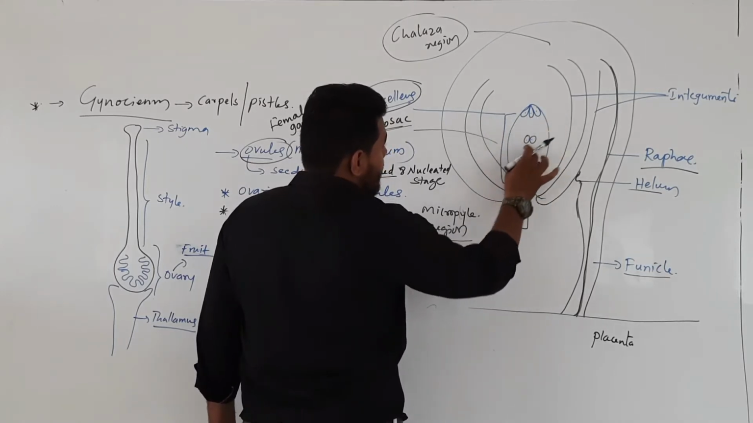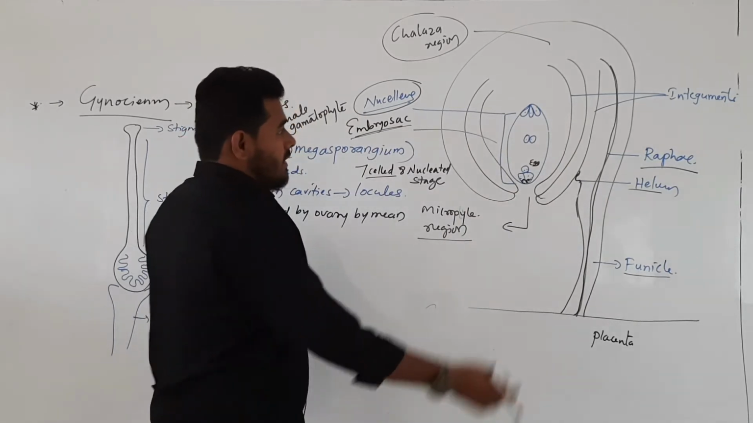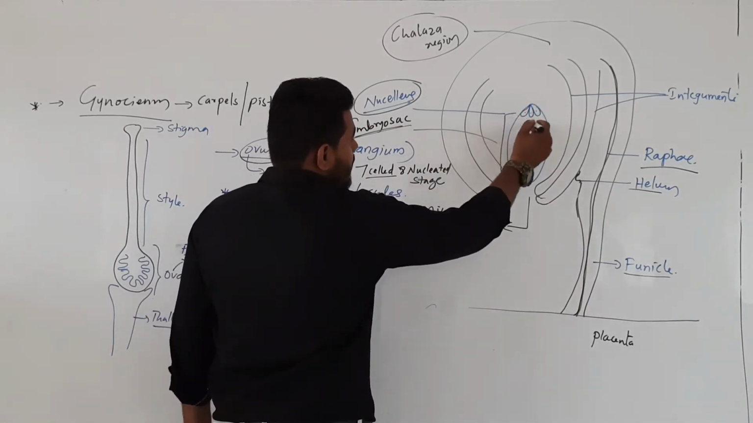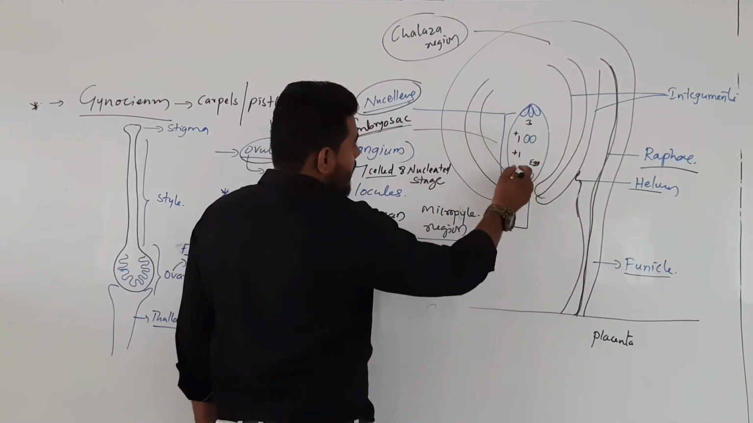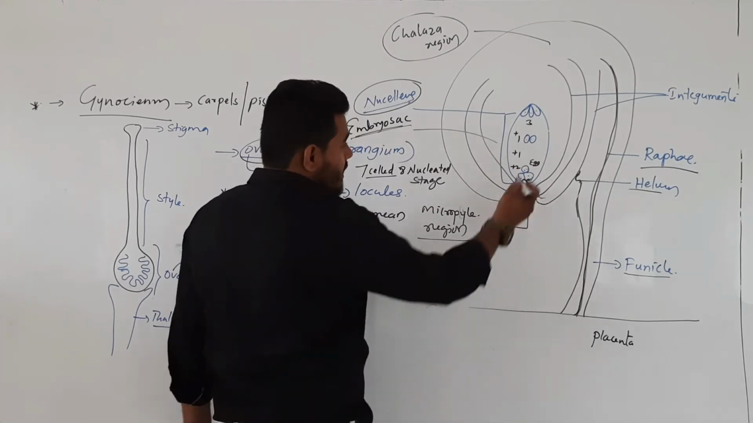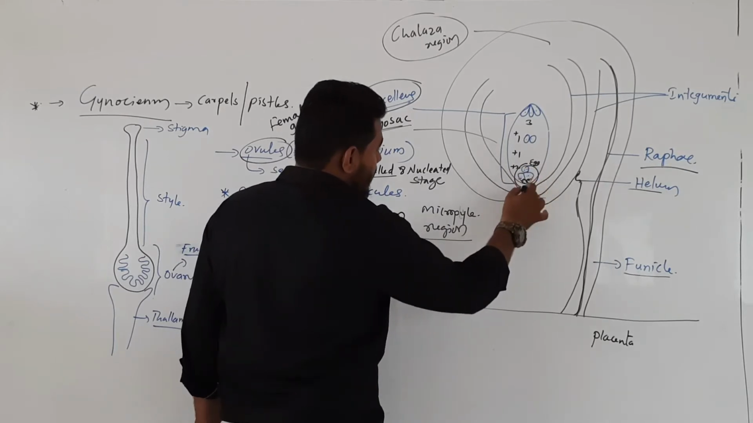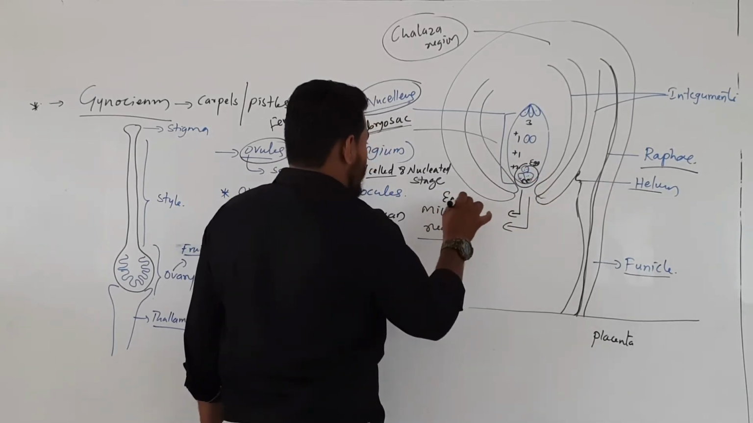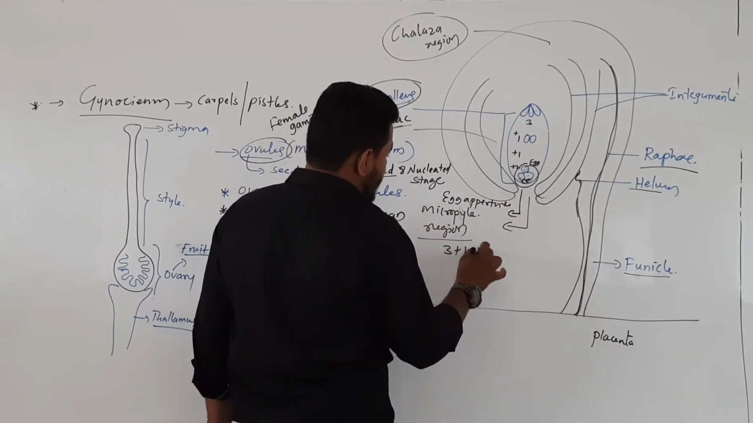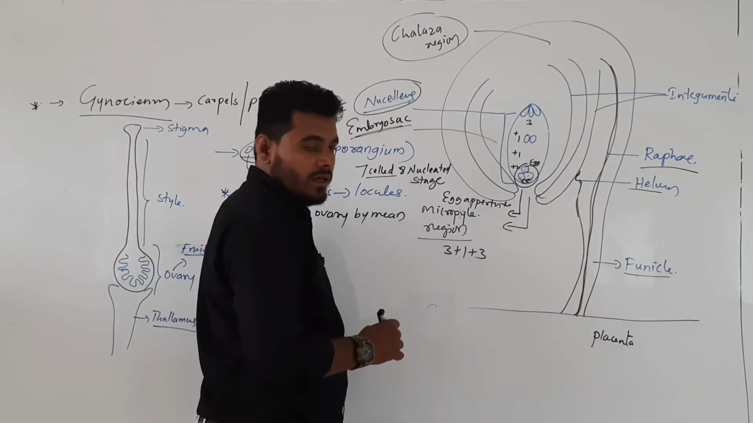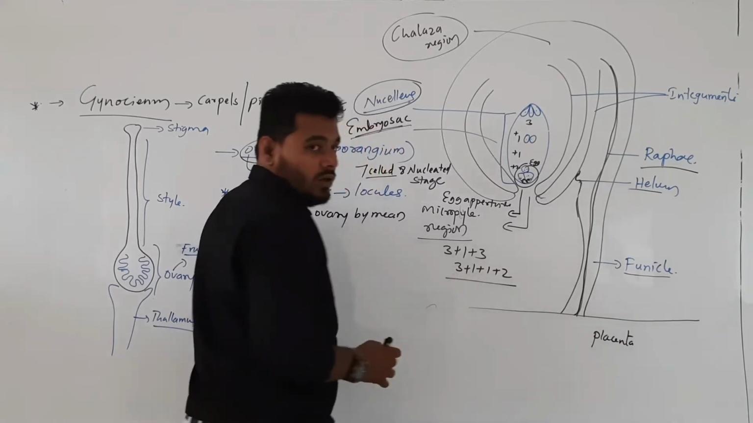This entire thing is the central cell, and these three are antipodal cells. Three antipodal cells, 3 plus 1, next 1 plus 2. These synergid cells and the egg cell together are called the egg apparatus. So you can also say 3 plus 1 plus 3, or 3 plus 1 plus 1 plus 2.